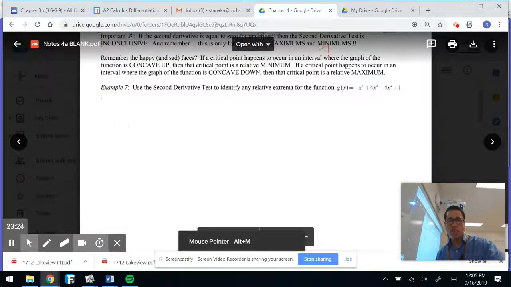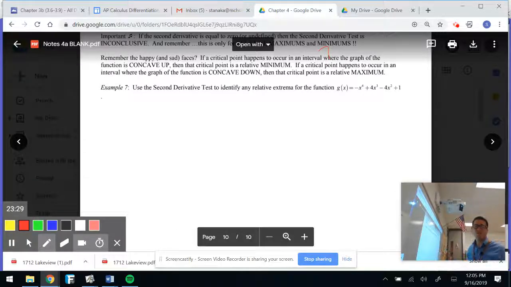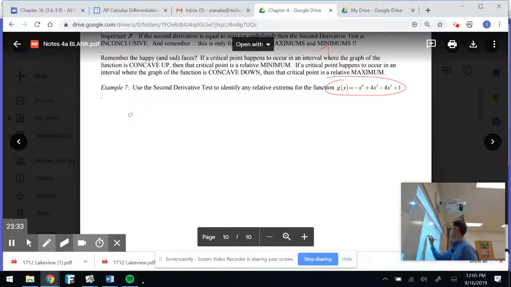Example 7. Some people don't like it when I show you a different way of doing things, but it's kind of cool sometimes to have multiple ways to get the same job done. So here we go. Let's go ahead and find, first, because we're trying to find mins and maxes, but we're going to use the second derivative to help us out.